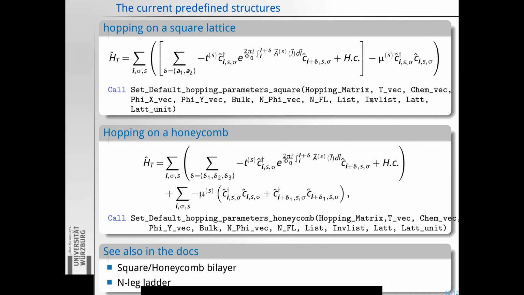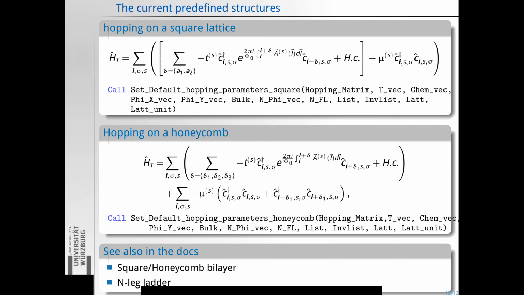But bear in mind that you have to give it all this information. So T vector, a vector of T matrices, a vector of chemical potentials. I think it's not a vector of T matrices, it's a vector of scalar prefactors of the T matrices, a vector of chemical potentials, a vector of the twists in X direction, in Y direction, the flavors. The lattice needs to be known to this function. So you have to specify all this in advance, and then you can call this function, and it will set up the information about the respective hopping matrices.